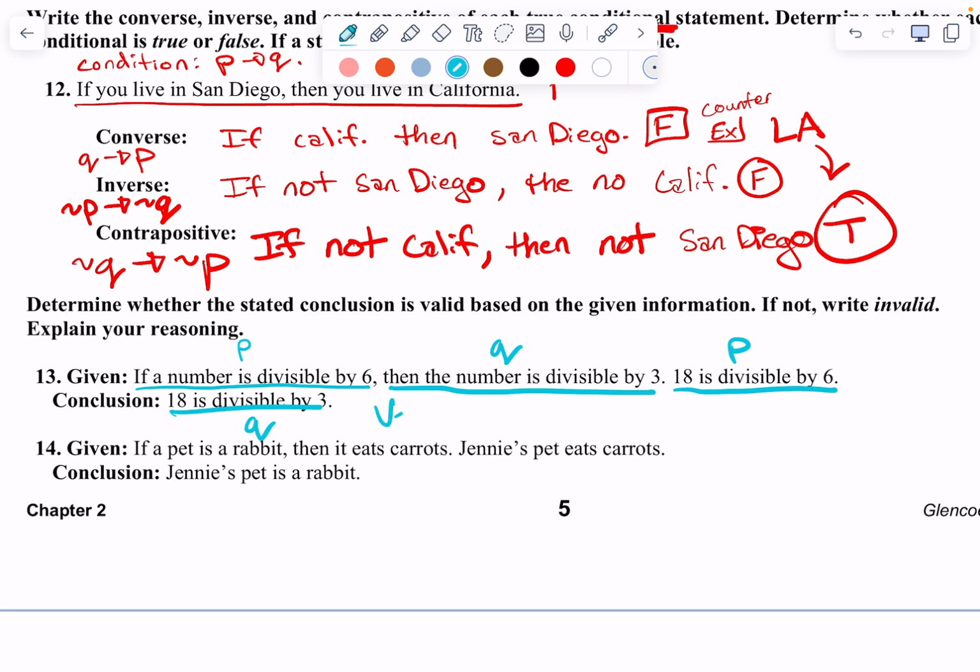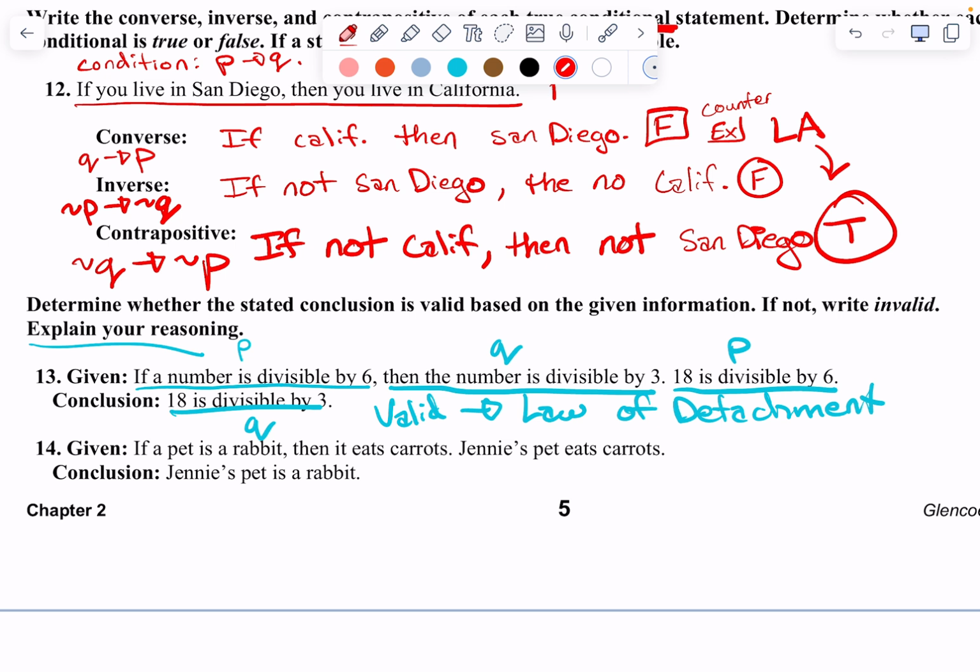That is valid. How so? Because 18 is divisible. The law of detachment goes PQ, P, Q, right? So that's valid. The instructions say to determine whether it's valid based on the given information. If it's not valid, write invalid and explain your reasons. So we don't have to explain our reasoning if it's valid? Okay, sure.